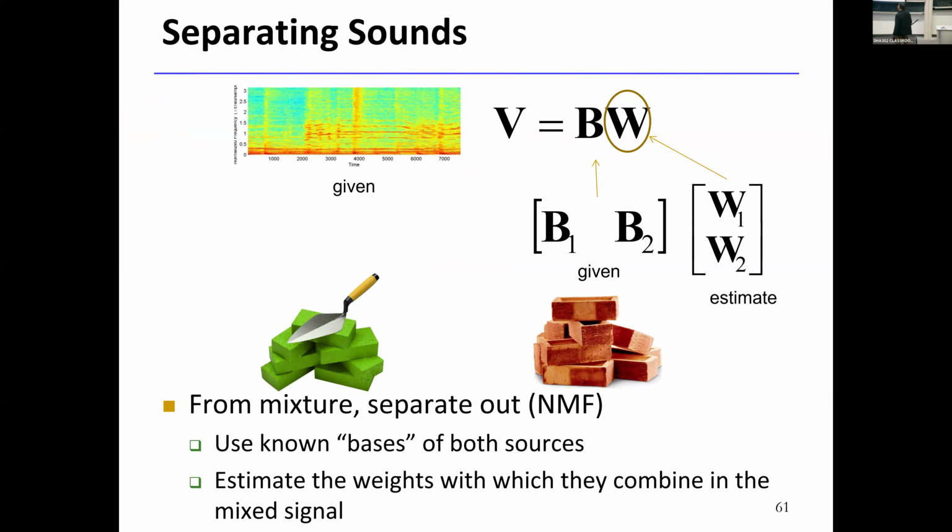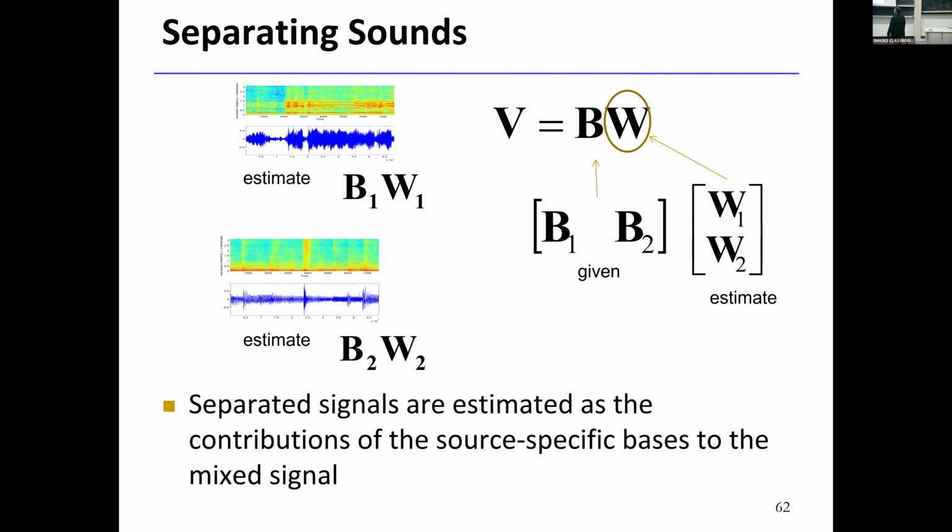And so the way they would be combined to compose the music, the guitar bases are going to be combined using the guitar score. The drum bases are going to be combined using the drum score. Since I've got the Bs from my separate guitar and drum examples, now it's just a question of estimating the W. And once I estimate the W, I can just separate out B1, W1, and B2, W2. I've got my guitar and my drums.